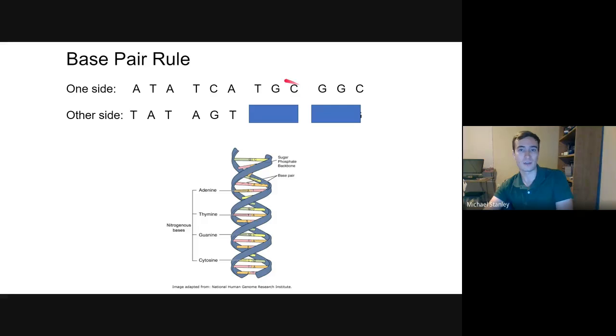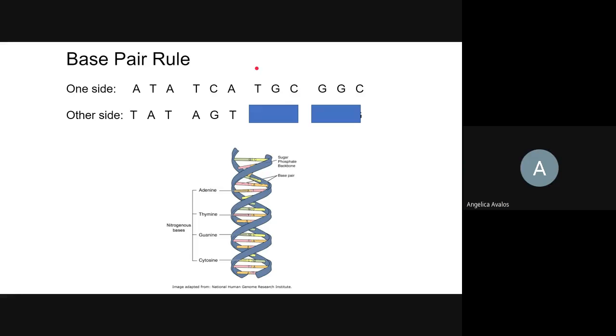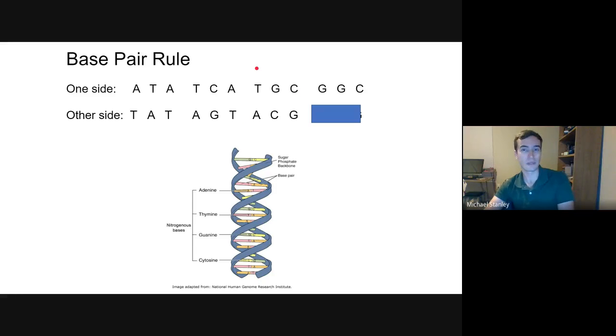All right, third set over here, we have T, G, C. So what's going to line up on the other side? ACG. Bingo. A, C, G on our other side. T goes with A, G goes with C, C goes with G.